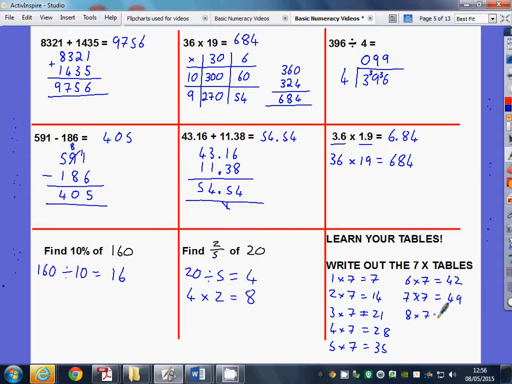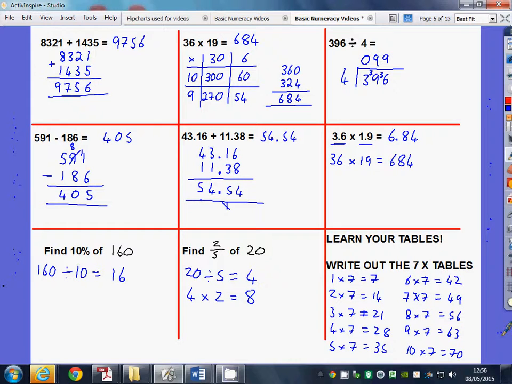8 times 7 is 56. 9 times 7 is 63. And 10 times 7 is 70. Again, I've run out of space. 11 times 7 is 77, and 12 sevens are 84.